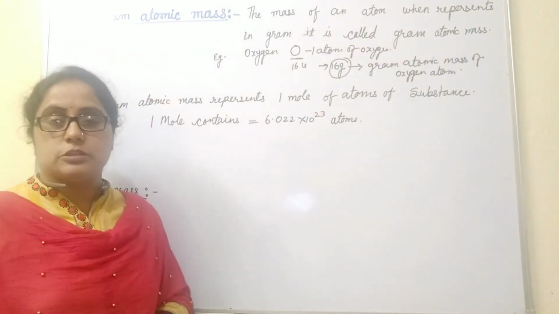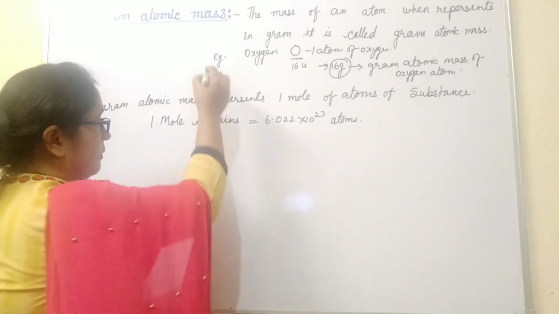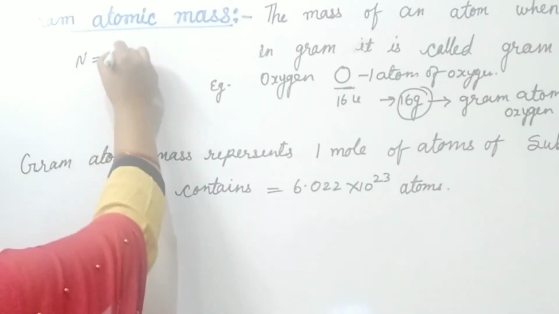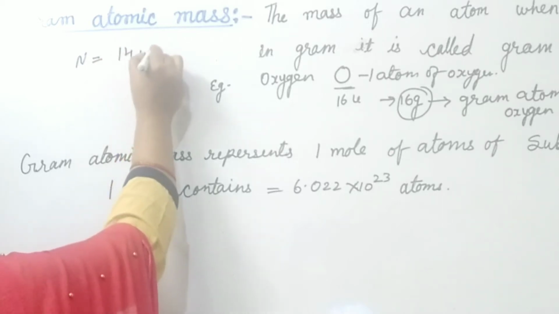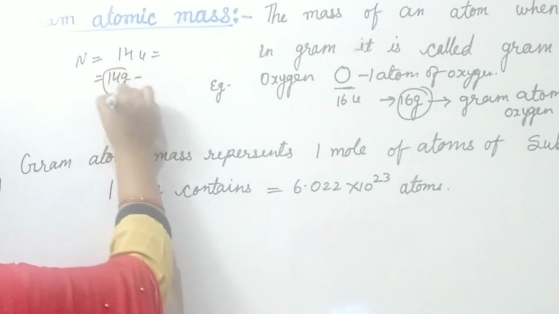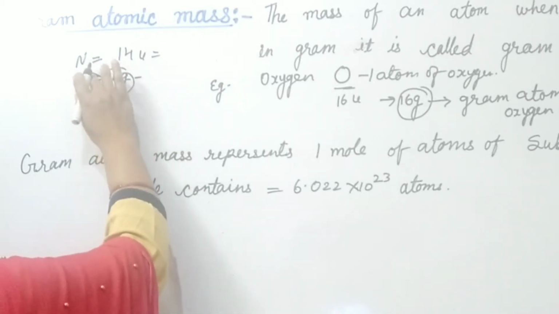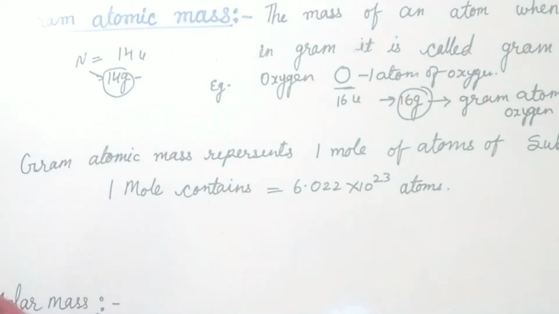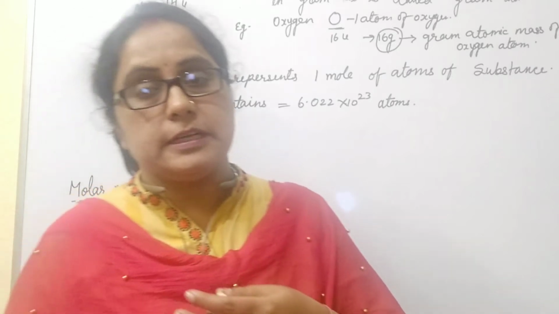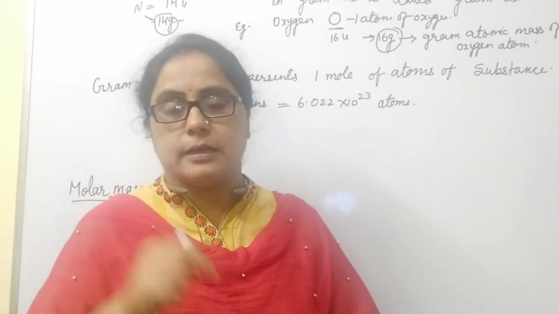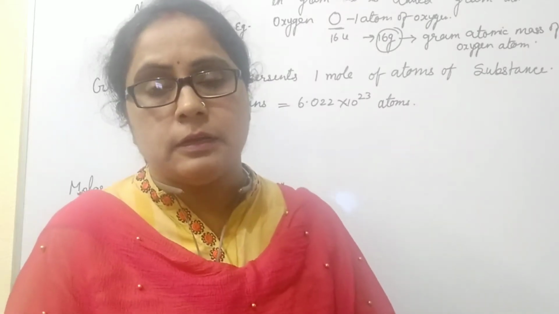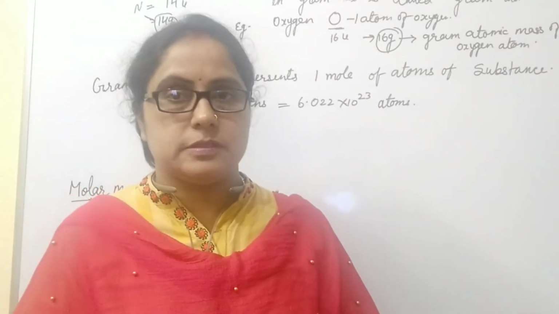Similarly, the gram atomic mass of one nitrogen atom is 14. The atomic mass of nitrogen is 14 U. If it is written as 14 gram, then this represents the gram atomic mass of nitrogen atom. Gram atomic mass of carbon is 12 gram. It means when we represent the atomic mass in gram, that is called its gram atomic mass. Gram atomic mass represents 1 mole of atoms.